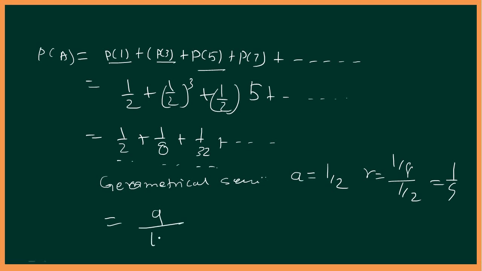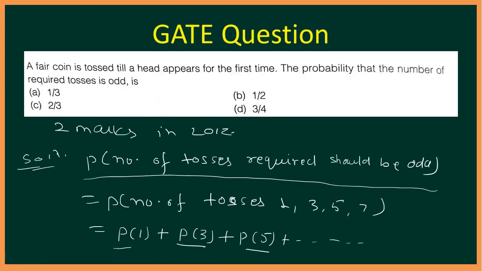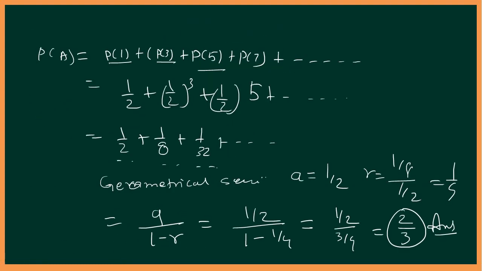We can calculate the sum up to infinity of any infinite geometrical series by using the formula A upon 1 minus R. So what is A? A is 1 by 2, and R is 1 by 4. So here you will get 1 by 2 divided by 3 by 4, which means you will get 2 by 3. This will be your final answer. So let's see the options. As we can see, in option C we are getting 2 by 3. So the right option for this question will be option C.